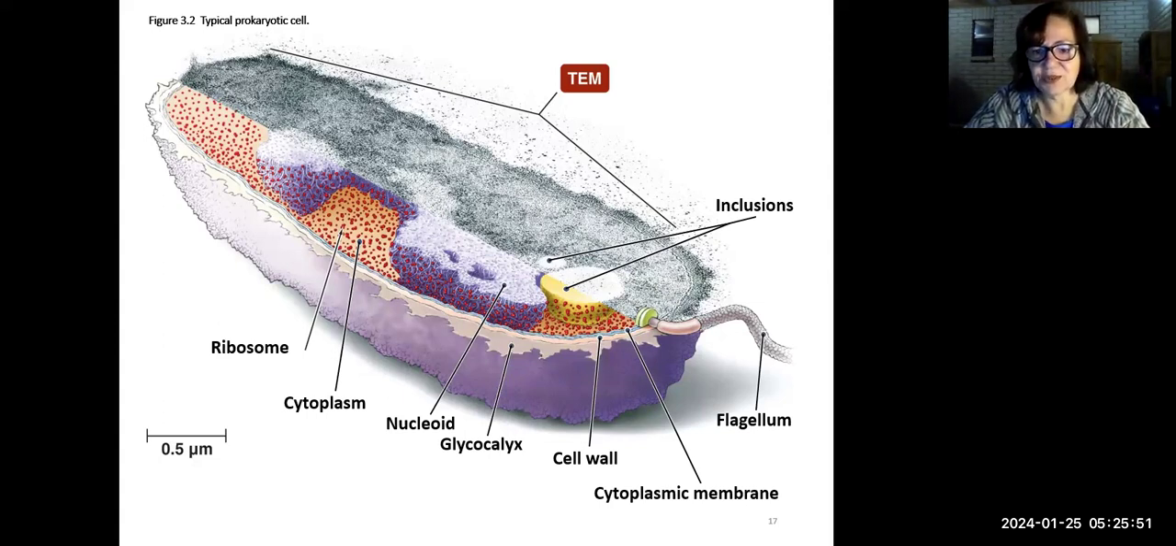The cell membrane is also known as the cytoplasmic membrane. So right now we're going to focus on the cell wall that prokaryotes have. Our human eukaryotic cells do not have a cell wall, though we do have a cell membrane. So focus on the cell wall.